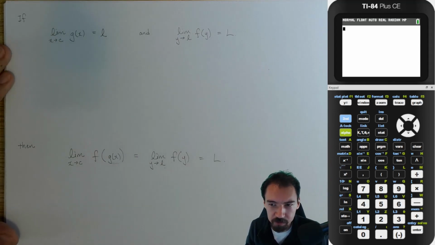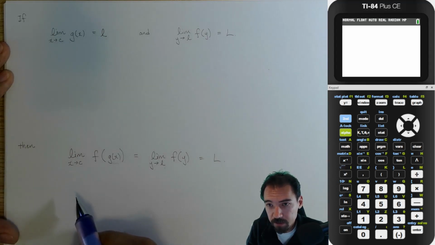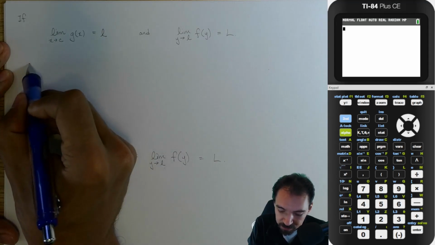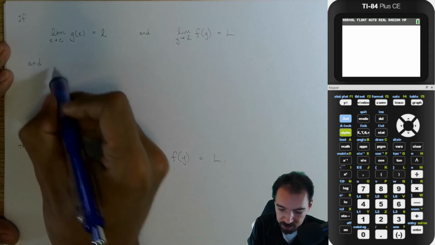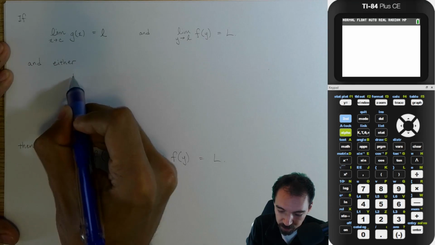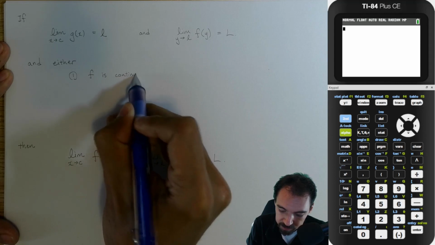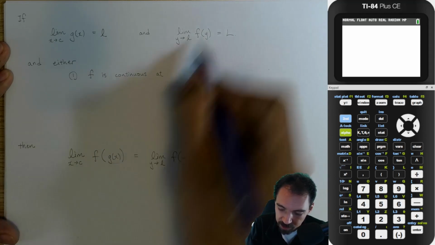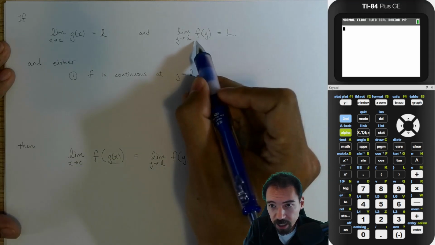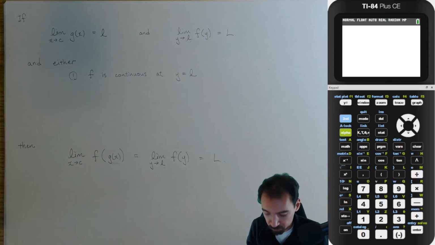Turns out this is actually a pretty powerful thing. But, as I promised, I left some space here because in order to actually conclude if this, then that, I need one more thing to be true. Either, 1, f is continuous at, and I'll call this y equals L. So if the function f is continuous at the limit of the inside function, then we're good. This is totally going to work.